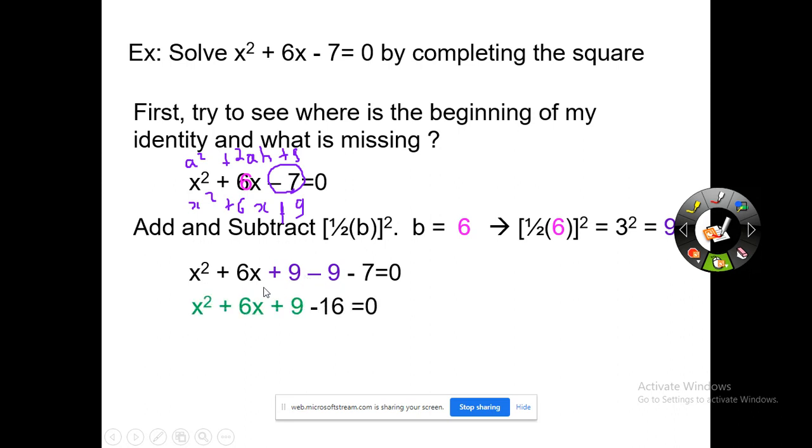So what do we need? I will take those three together, x squared plus 6x plus 9. This is my identity. It's (x plus 3) squared. And I have minus 16. Minus 9, minus 7, minus 16. Now I have it this way.